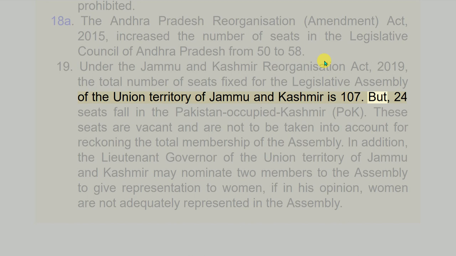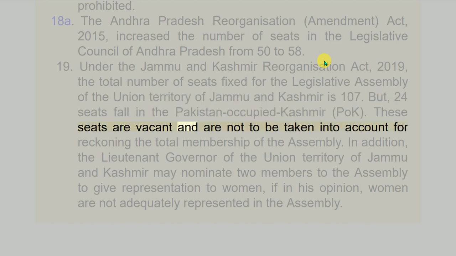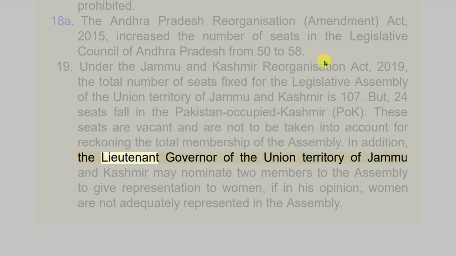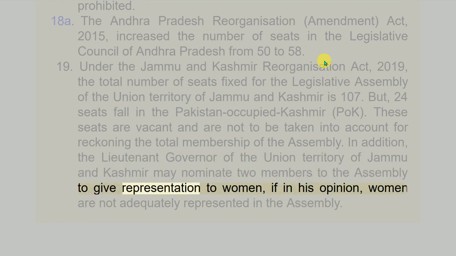But 24 seats fall in Pakistan-occupied Kashmir, POK. These seats are vacant and are not to be taken into account for reckoning the total membership of the Assembly. In addition, the Lieutenant Governor of the Union Territory of Jammu and Kashmir may nominate 2 members to the Assembly to give representation to women, if in his opinion, women are not adequately represented in the Assembly.